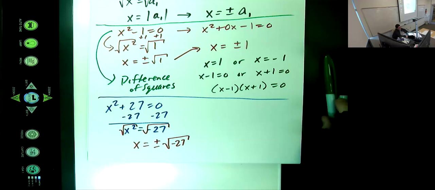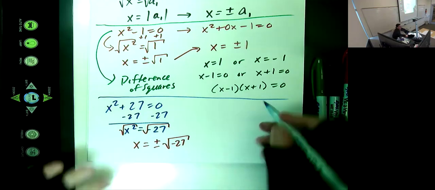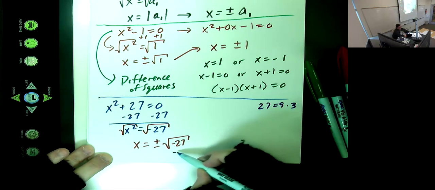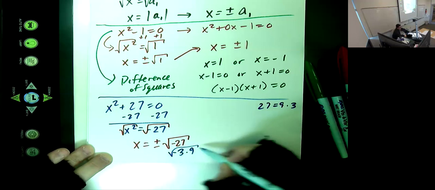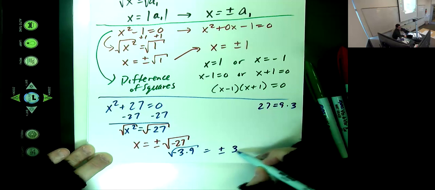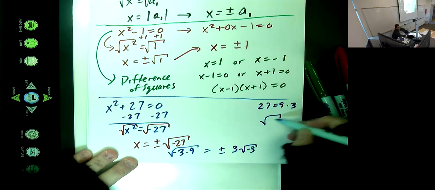What can I do to make this a little simpler? What's the largest perfect square factor? It is 9 times 3. So 27 is 9 times 3. So the square root of -3 times 9. I could pull out a 3, so plus or minus 3 root -3. If I pull out the 9, it only comes out as 3 on the outside. This is a square root. Still not done. Well, then pull out the negative. Remember, the square root of -1 is i.